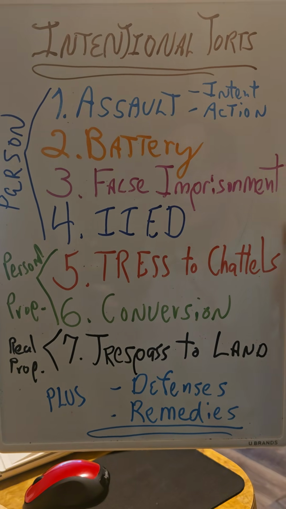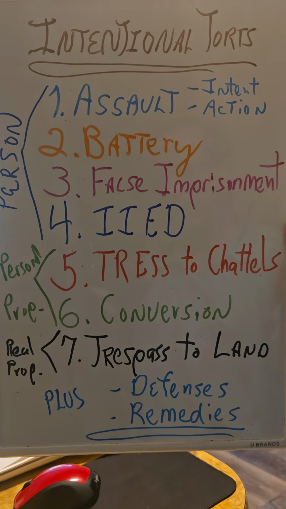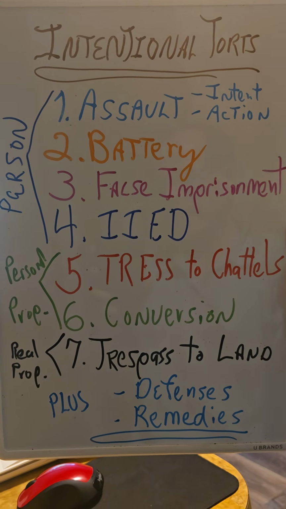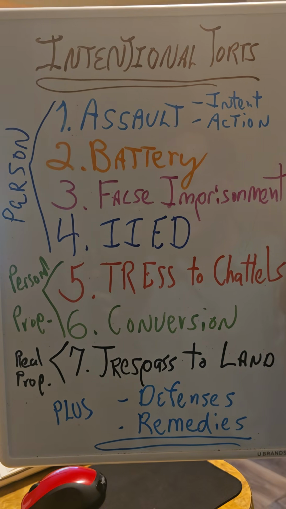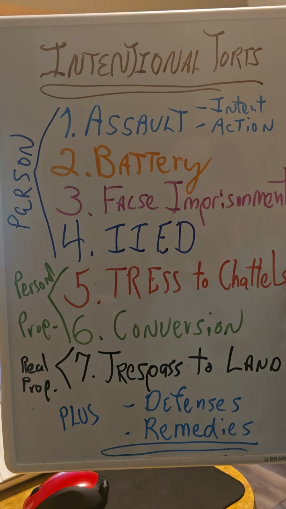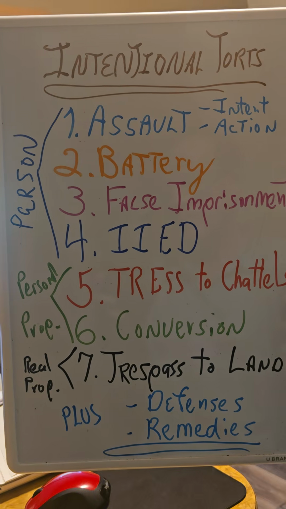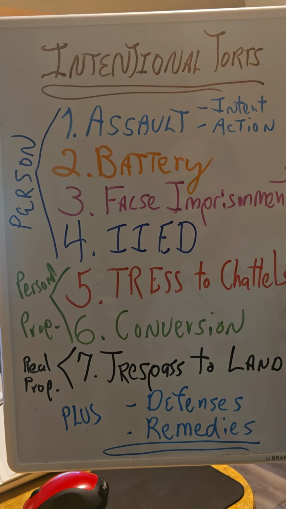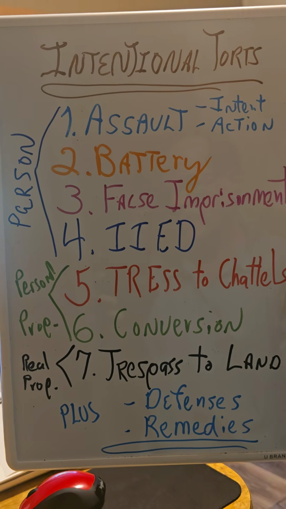Trespass to chattels is a lesser form, if you will, of conversion. So that's why they're there in 5 and 6. And then we have trespass to land. That's real property. So we have intentional torts against the person. Then we have at 5 and 6, intentional torts against personal property. And then, of course, real property.